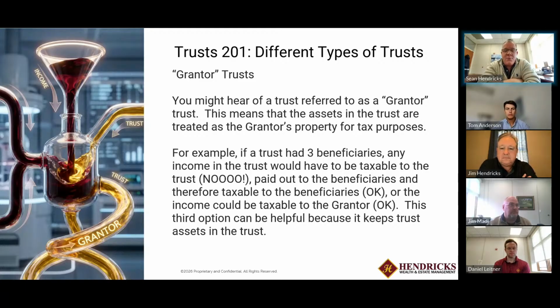Or sometimes we want the income to be taxable to the grantor, and there's good reasons to do this too. One of the good reasons is that when income is taxable to the grantor, that money actually stays in the trust. So you've got more stuff staying in the trust when you set it up that way. So this third option can be helpful because it keeps those trust assets in the trust.